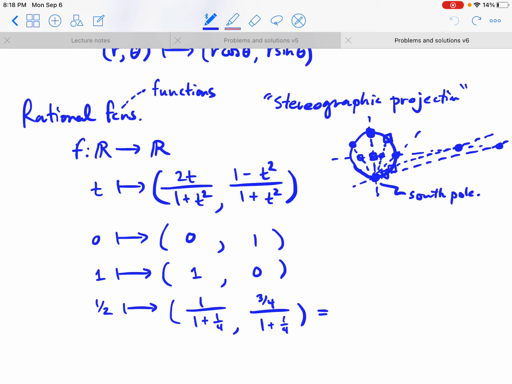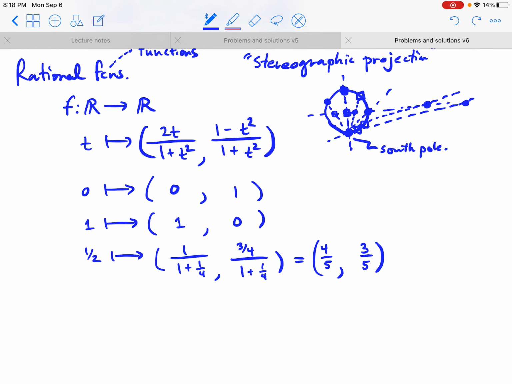So if you want, you can simplify this. This is like 5/4. So this is 4/5, comma, 5/4 down there, and I'll get 3/5. And sure enough, this squared plus this squared is equal to 1. Okay, but didn't we want the unit circle of radius r?